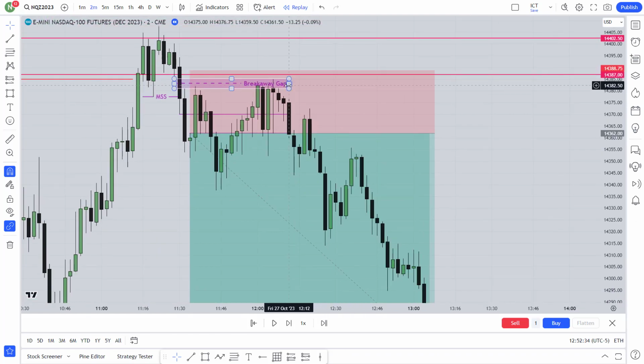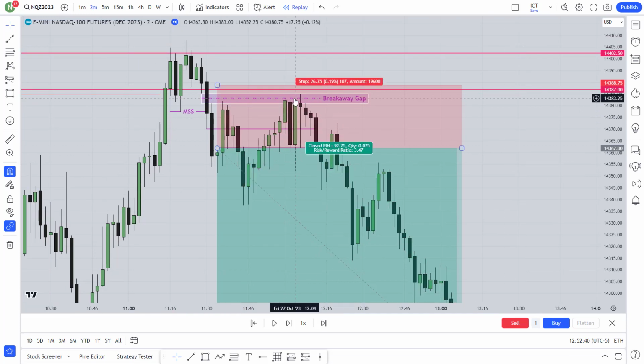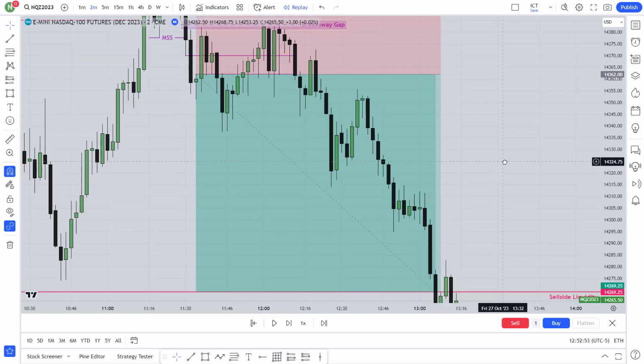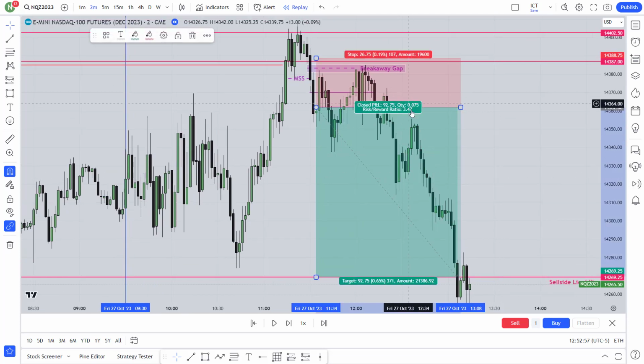What is the rule for the breakaway gap? Nobody can close above the consequent encroachment of the breakaway gap. So you can see there is a small wick above that consequent encroachment, but the bodies didn't close above it. This is the thing I'm showing you again and again. This is your entry. Now the risk reward ratio is 1:3.4.